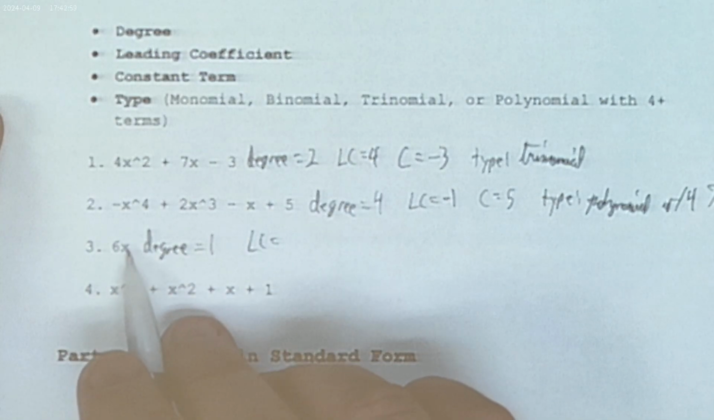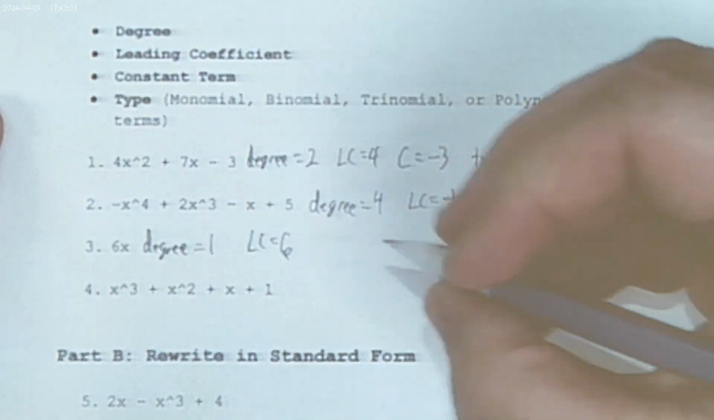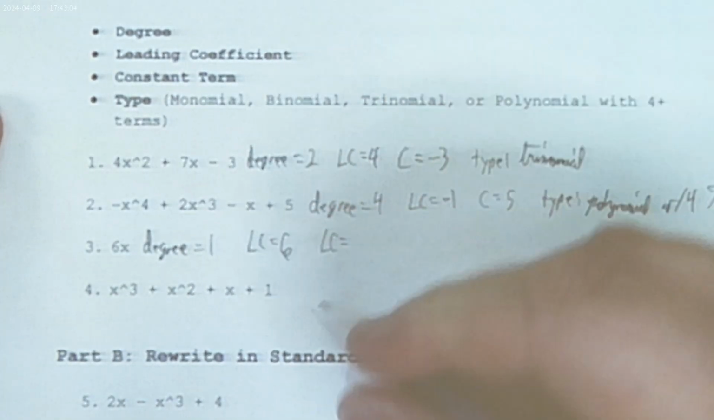Anyway, leading coefficient is the number that's attached to the variable that has the highest degree, so that would be 6. Leading coefficient. Wait, no.